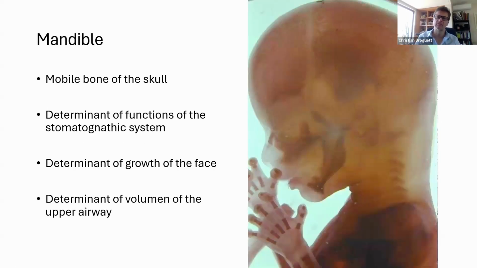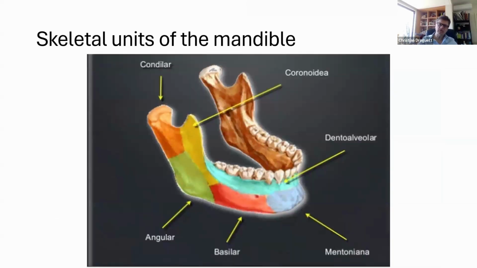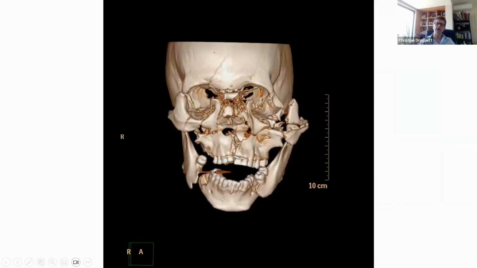Well, the mandible is an important bone. Without considering the little bones of the ear, the mandible is the only mobile bone in the skull. It is a determinant of the function of the stomatognathic system, of the growth of the face, and of the volume of the upper airway, and is composed of 6 different units: the condylar unit, the angular unit, the coronoid unit, the body unit, the dentoalveolar unit, and the unit of the chin. Each one of them may be involved in trauma.